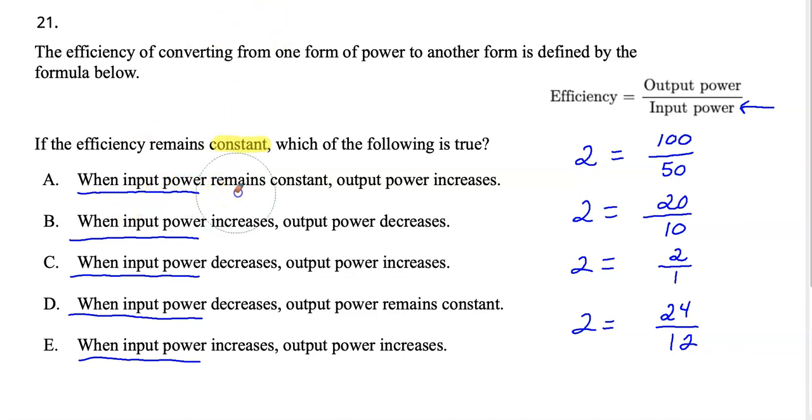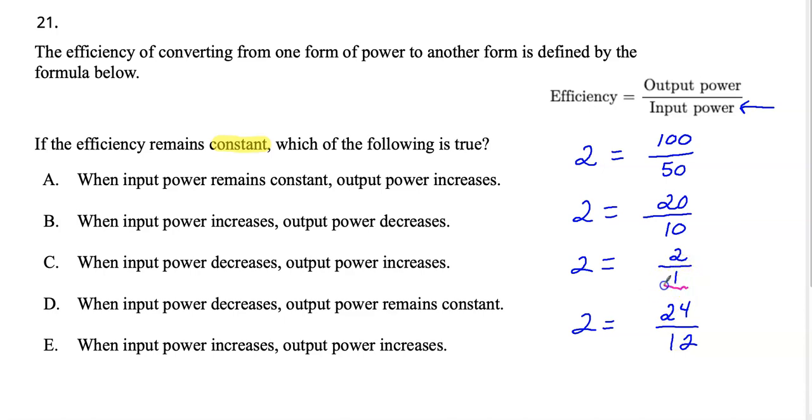So let's do that. What I'm going to do is order my input powers from smallest to largest. So what is the smallest input power? Remember, the input powers are on the bottom, right? So we have an input power here of 50, 10, 1, and 12. I want to order them from smallest to largest. So the smallest input power here is a 1.